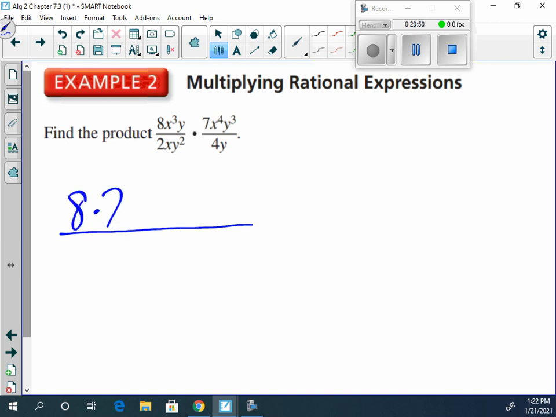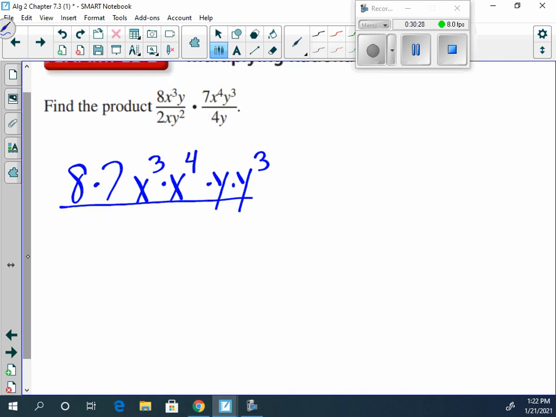8 and 7 are like terms, so we would multiply those two together. Well, x to the third and x to the fourth are like terms, so those would be multiplied together. And then we have y times y to the third. Those would be multiplied together. And I'm writing this all the way out because some of y'all are able to see what these actually multiply together to be. I'm going to go on and write it out.